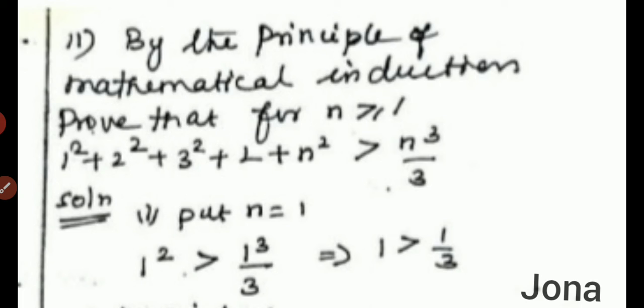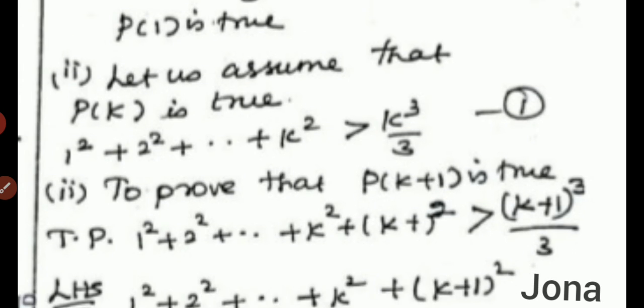Now the first step: we have to keep n equal to 1. In the place of n we have to keep 1. Therefore we have 1 square greater than 1 cube by 3. Therefore 1 is greater than 1 by 3. It is true only. So 1 is greater than 1 by 3 only. So we can conclude this P of 1 is true.